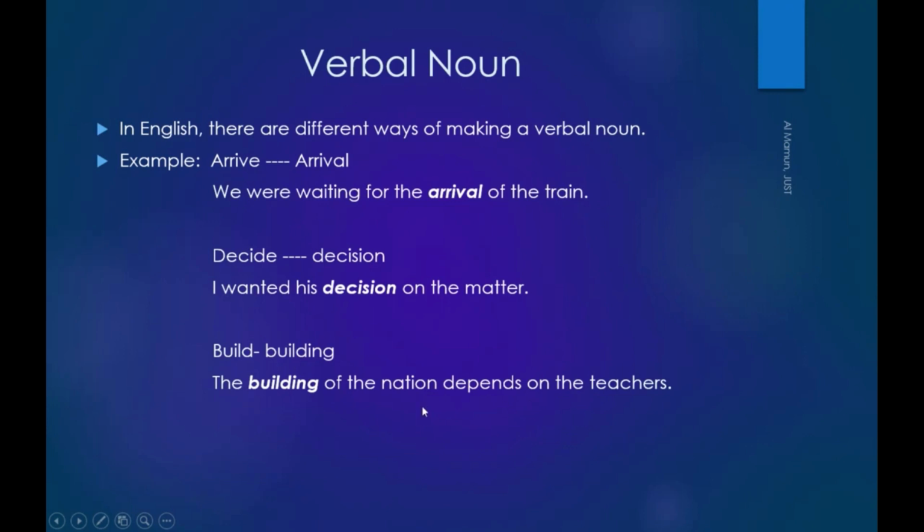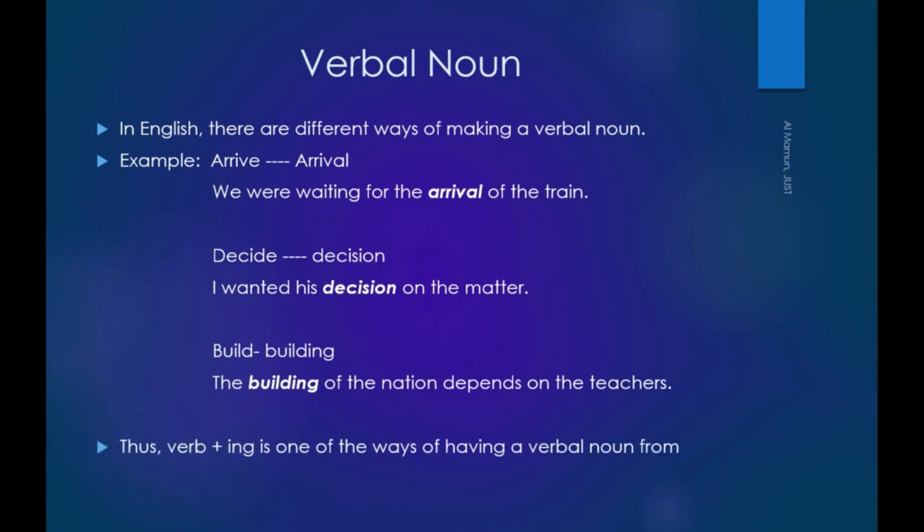So a verbal noun is a type of verbal. So it's the gerund, participle and verbal noun. All of them come from a verb and they are verbal. But in the case of a verbal noun, we have some extra characteristics. Thus, verb plus ing is one of the ways of having a verbal noun from a verb.